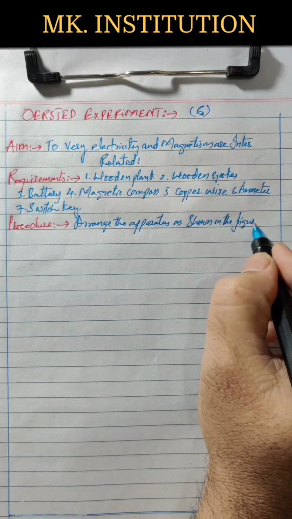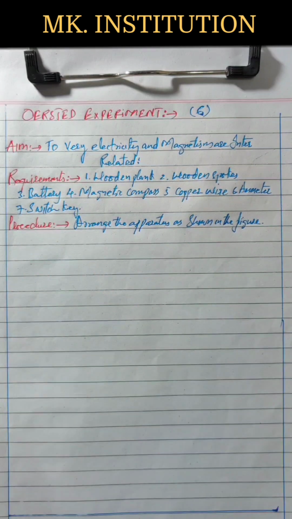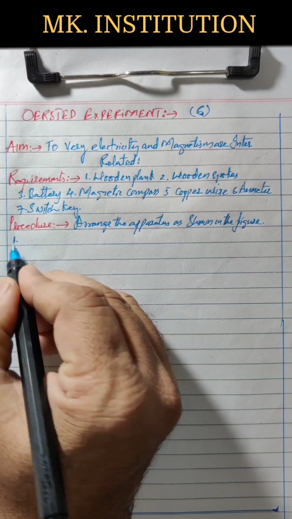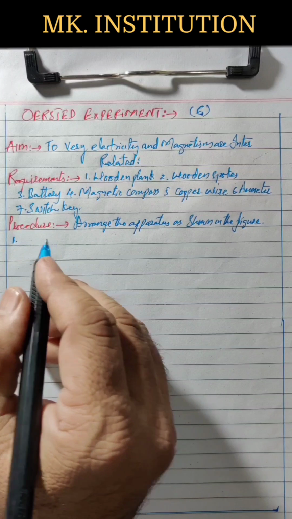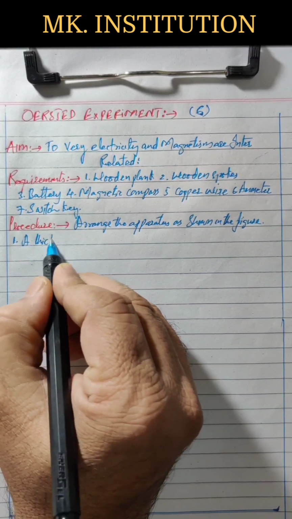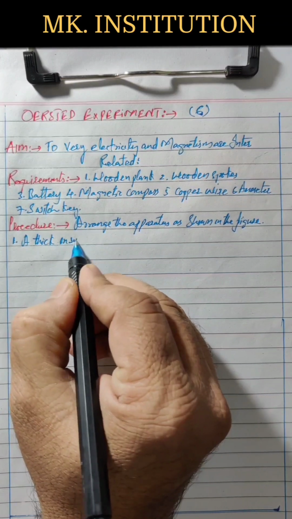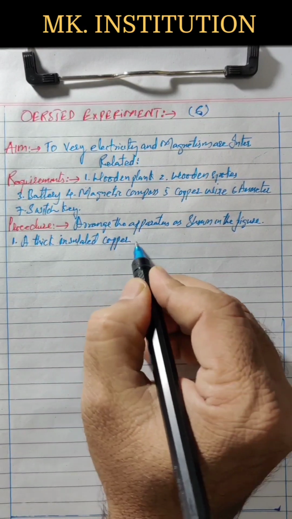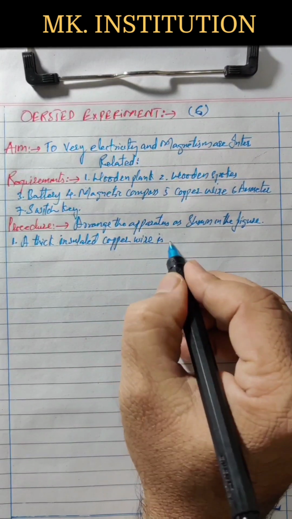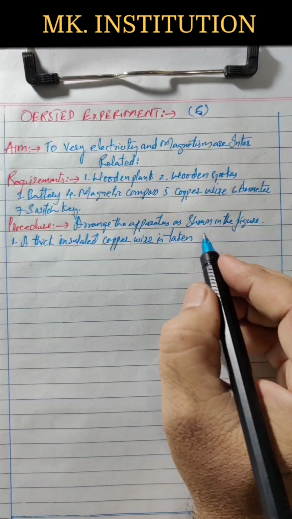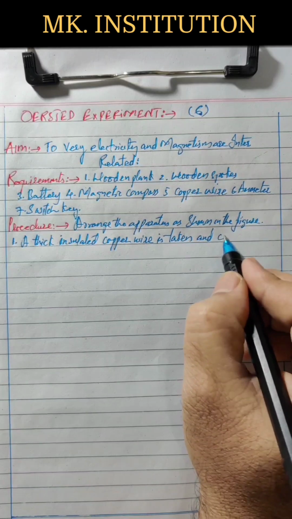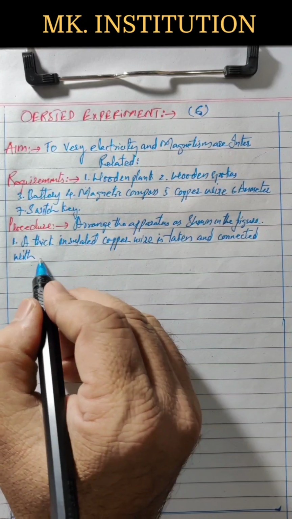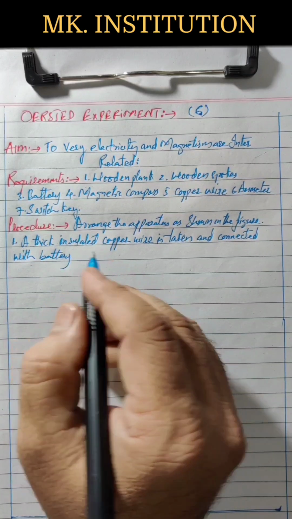You have to draw the diagram for this answer. For long-answer experiment-based questions, you have to draw the diagram. Clear? This is the first step: arrange the apparatus as shown in the figure. Then write the next one. Very small answer, not that big, but it carries 6 marks. Clear? A thick insulated copper wire is taken and connected with the battery. Okay.